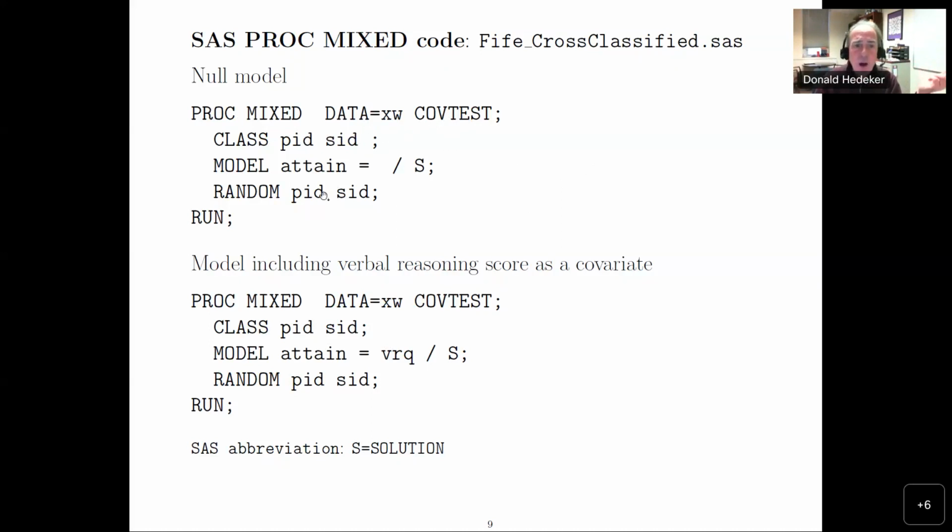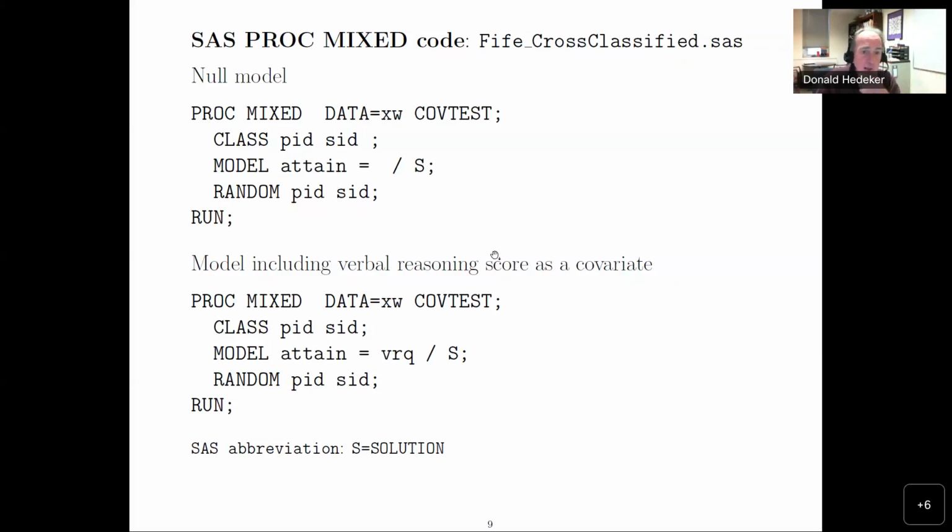And here in this null model, I'm just going to model the attainment score in terms of no covariance. S here stands for solution. That will just print out, in this case, the intercept. Okay? And then on the random statement, all I need to do is include those two kinds of ID clusterings, the primary school and the secondary school. Okay, so it's very simple.